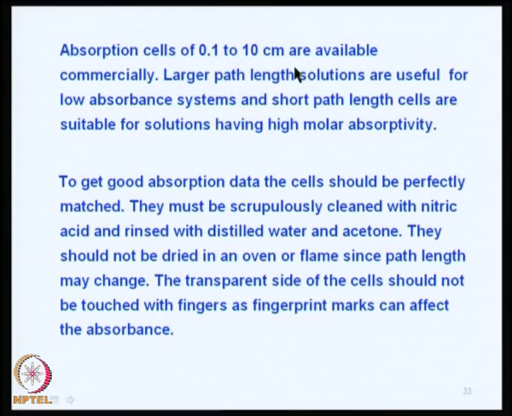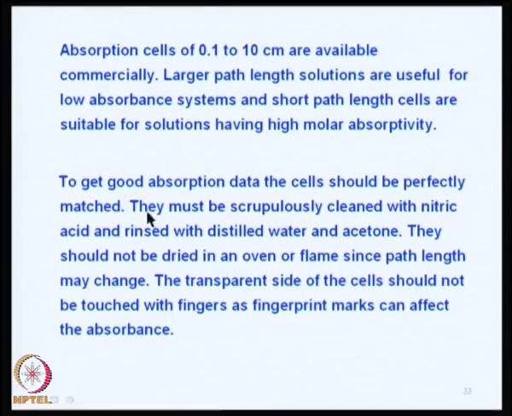The path length of absorption cells is also another important factor in the choice of absorption cells. 0.1 to 10 centimeter cells are available, and larger path length cells are useful for very low absorbance systems. If the absorbance is very low, you can use 2 centimeter cells, 5 centimeter and 10 centimeter path length cells, which are available in the market. And for high absorption substances, you can go for 0.5 centimeter, 0.2 centimeter, even 0.1 centimeter cells, and of course, such things are characterized by high molar absorptivity.